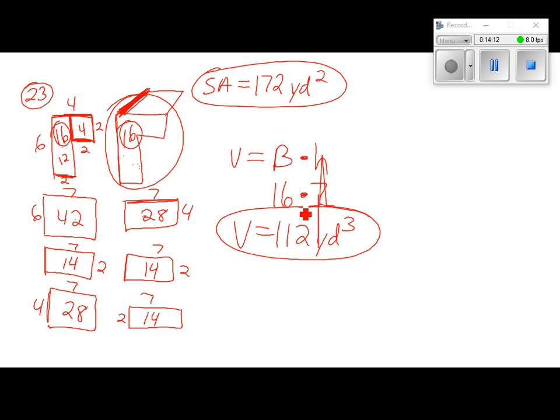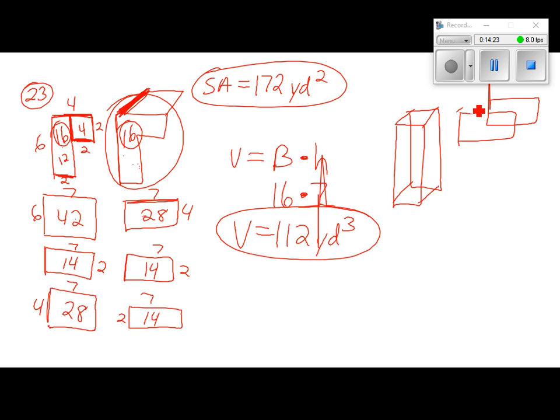Now the other way you could have done it, you could have split it off into 2 rectangular prisms. One that's that one, and then the other one that's this one. You could have found the volume of each one of those by doing length times width times height, and then add them up. Either way, it's going to give you the same answer.